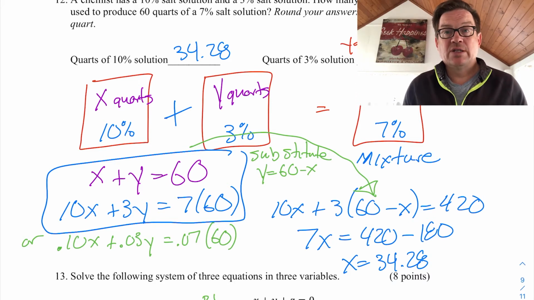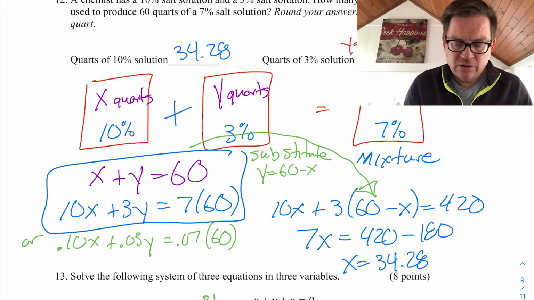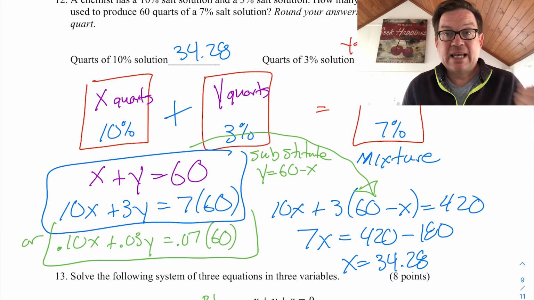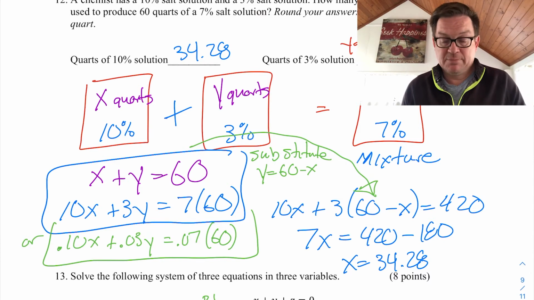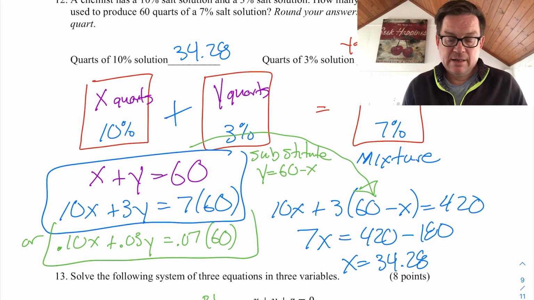And then I have the blue equation, which is 10% of the x quarts, which is acid, plus 3% of the y quarts, which is acid, equals 7% of the 60 quarts that I want to finish with. And if you want, I could do this green equation, thinking about it as 10%. So 0.10x plus 0.03y equals 0.07 times 60.